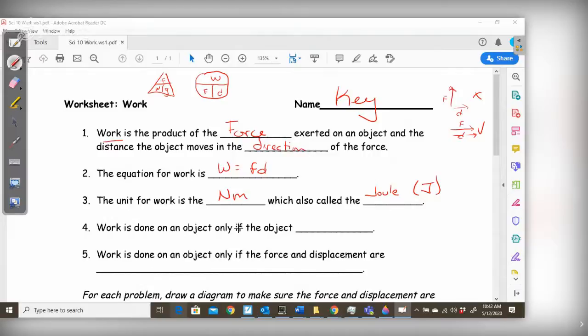Work is done by an object only if the object moves. So if you are standing here and you're pushing against a wall and the wall's not moving, no work. Work is done on an object only if the force and displacement are in the same direction.